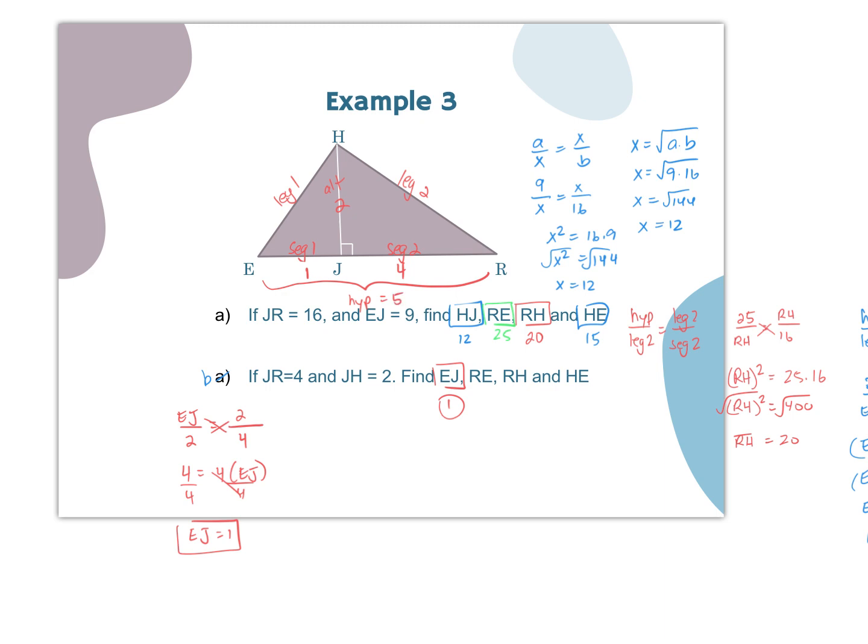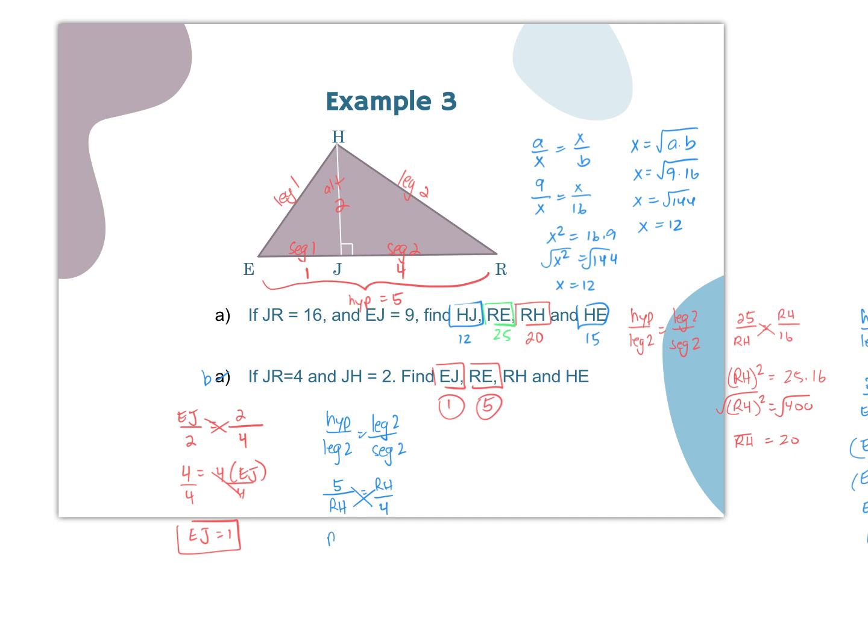So RE here is going to be 5. My second thing now is I'm going to start to find RH, which is leg 2. So here I'm going to do leg 2. I'm ready to do the hypotenuse over leg 2 equals leg 2 over segment 2. My hypotenuse I just figured out was 5. Leg 2 is RH. I don't know what that is yet. And that's going to equal RH over segment 2, which is 4.